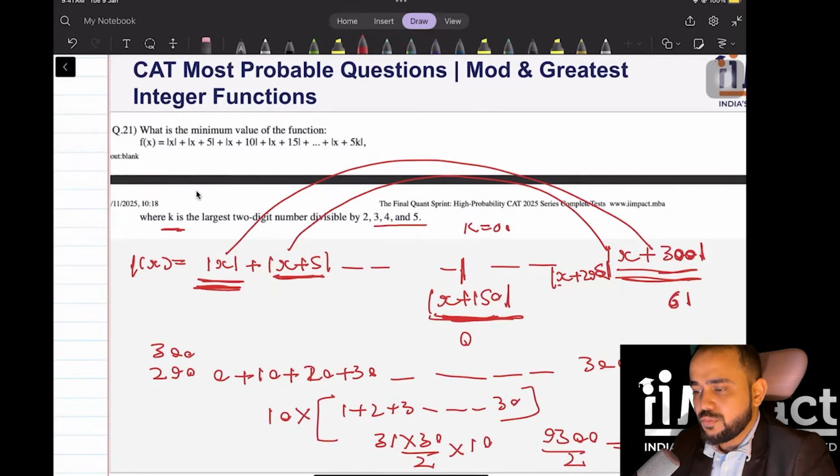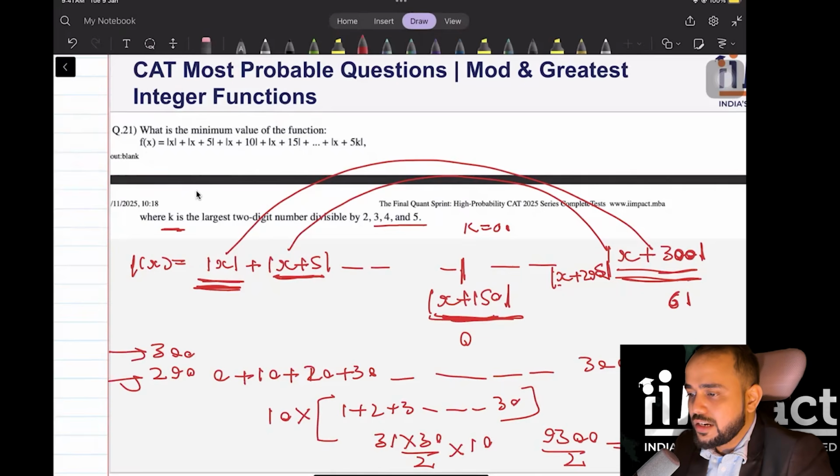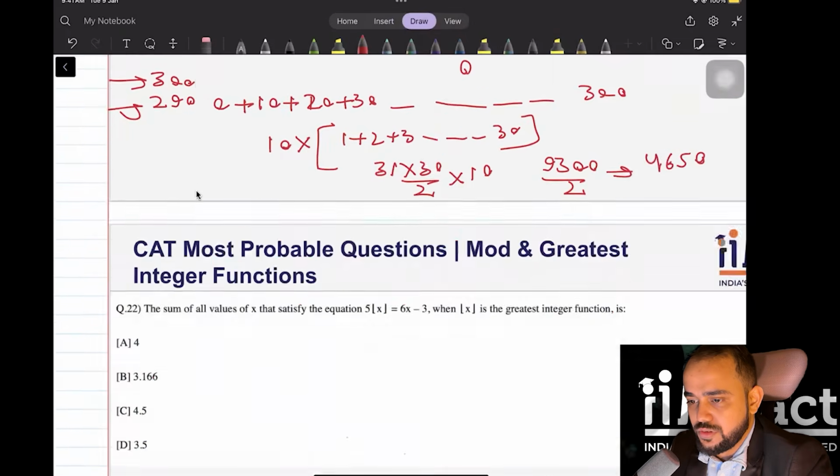You can go by either approach. You can put x is equal to minus 150. That will eventually land you with this observation only: that the minimum will occur at the center point, where the terms equidistant from the center have a constant sum. So your answer for this is 4650.